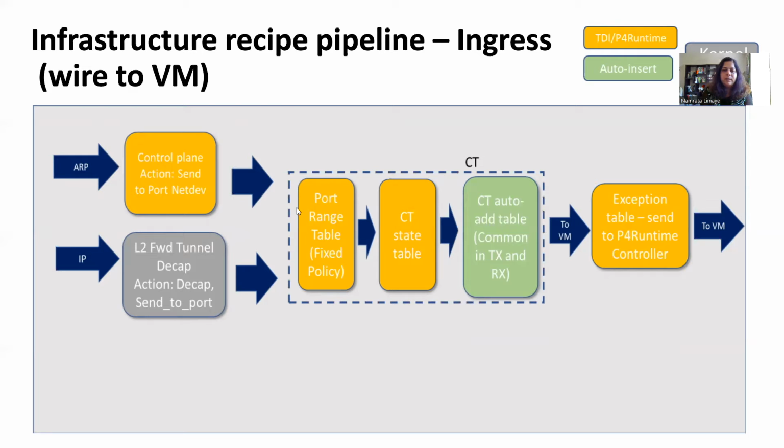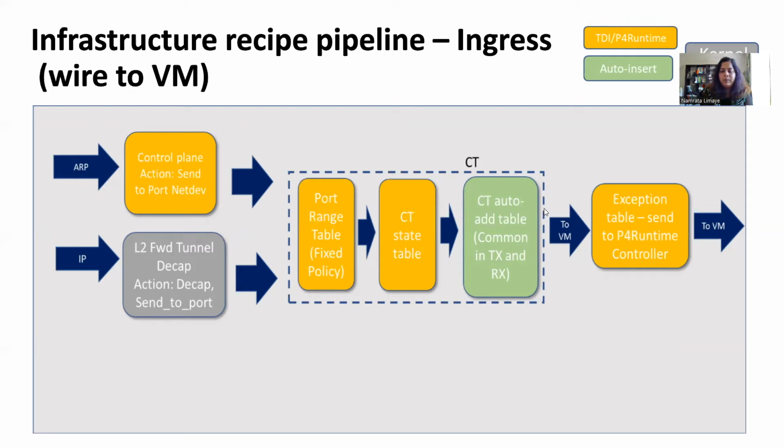So this will go into the L2 forward tunnel decap table. And then the packet is going to go in the connection tracker again, where there is a port range table, which is a fixed policy in the RX direction as well. And the CT state table. So the CT state table will determine if the packet is in SYN-ACK or ACK or reset or FIN, and will adjust the timers based on that into the CT auto add table or add a new flow to enable the connection tracking entirely in the hardware. So here, as you see, there's no packet needs to go to the software for CT processing.